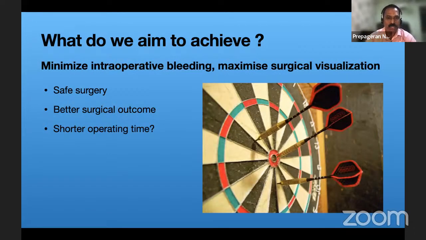So what do we aim to achieve? We want minimal intraoperative bleeding and a maximized surgical visual field. That is our main aim. That gives us safer surgery, a better surgical outcome, and a shorter operating time as well, because more time is spent on doing what is necessary, and less time is spent on hemostasis and so on.